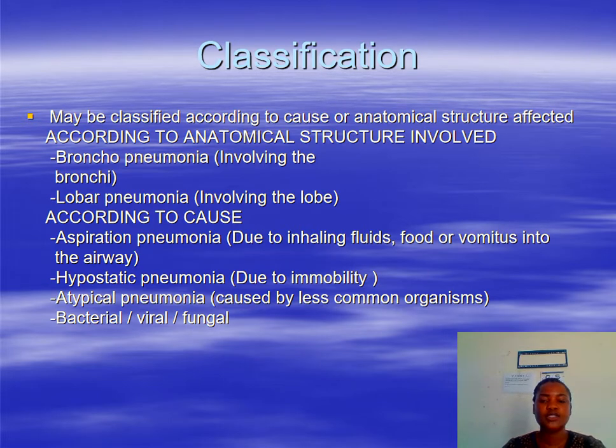And according to cause, pneumonia can be aspiration pneumonia due to inhalation of fluids, food, or vomitus in the airway, or hypostatic pneumonia due to immobility, or it can be called atypical pneumonia caused by less common organisms, or it can be called bacterial, viral, or fungal pneumonia, meaning that kind of pneumonia is caused by bacteria, viruses, or fungi.